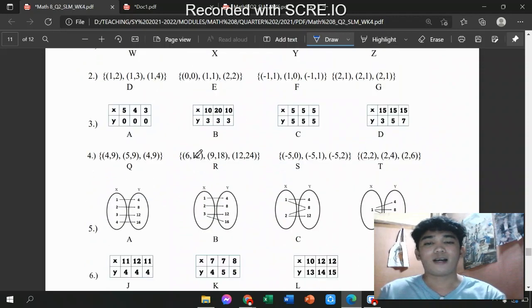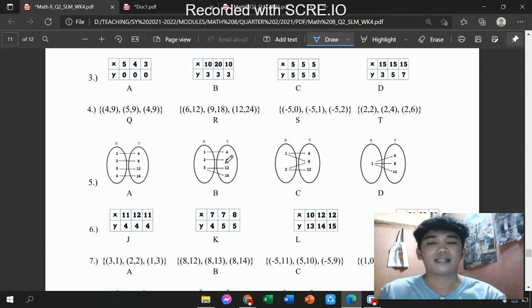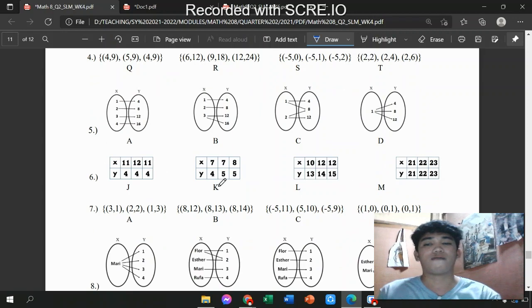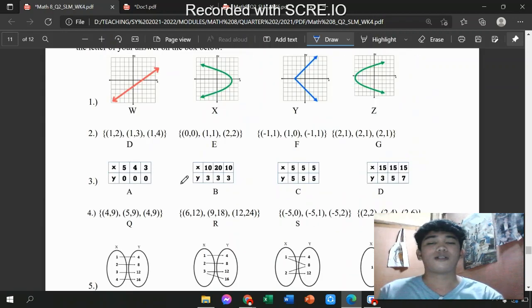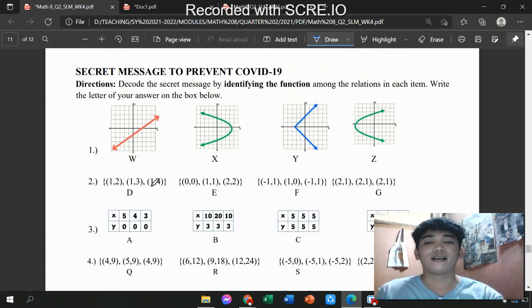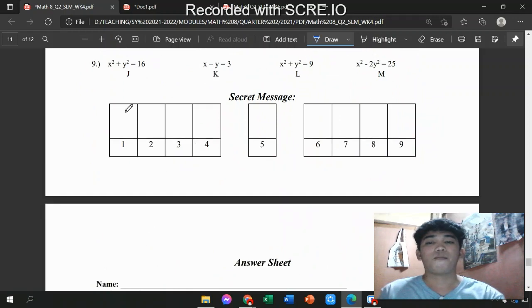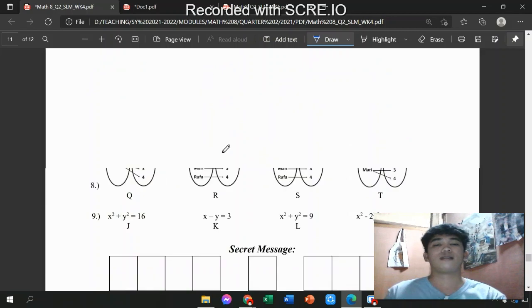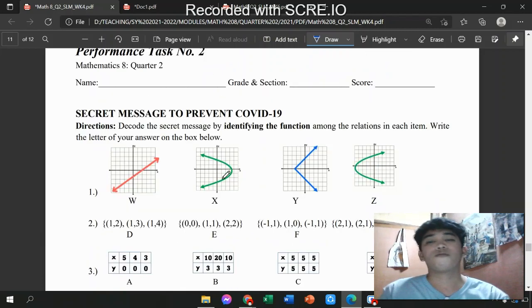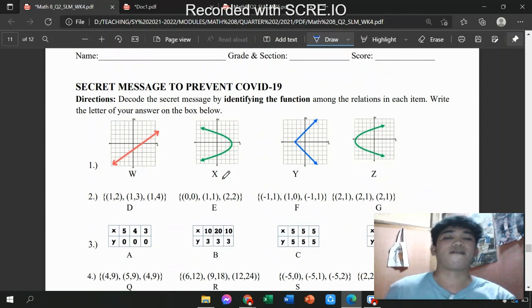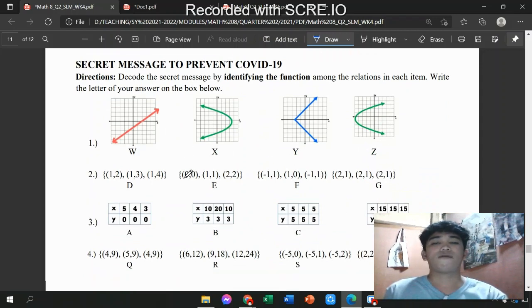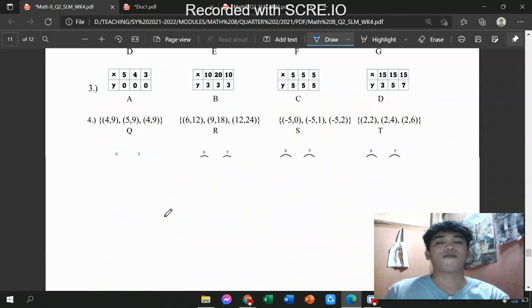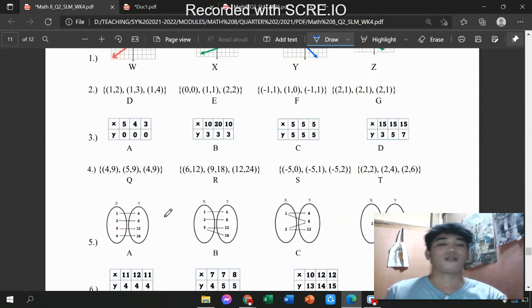Number 4, asa nga ordered pair ang function. Number 5, asa nga mapping diagram ang function. Number 6, asa nga table ang function. So, ang inyong mapili nga function, piliin ninyo ang unsa nga letter. Then, ang letter, inyo isulat diri sa box para mabuo ninyo ang secret message. So this is very easy. You review Module 3 and Module 4 on how to identify a function para mapili ninyong tarong kung unsa ani ang function and ma-decode ninyo ang secret message.